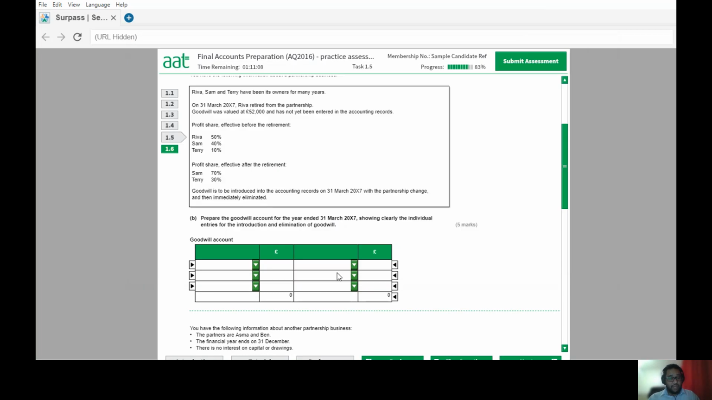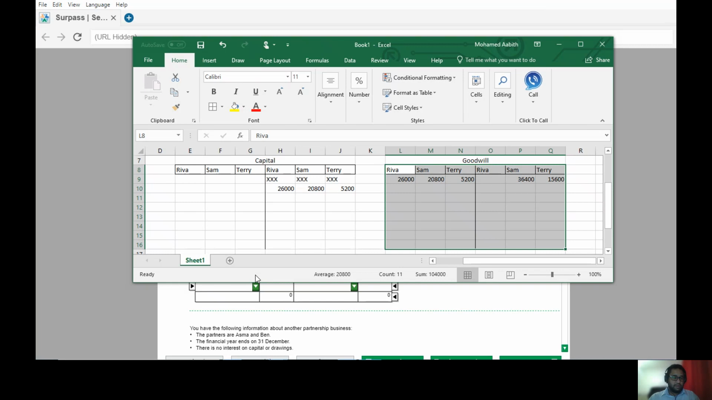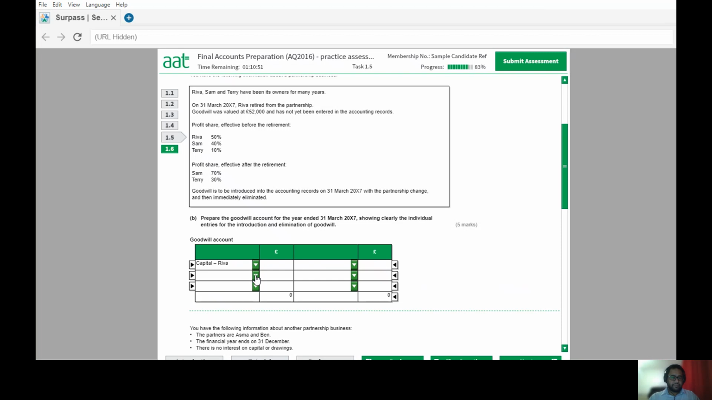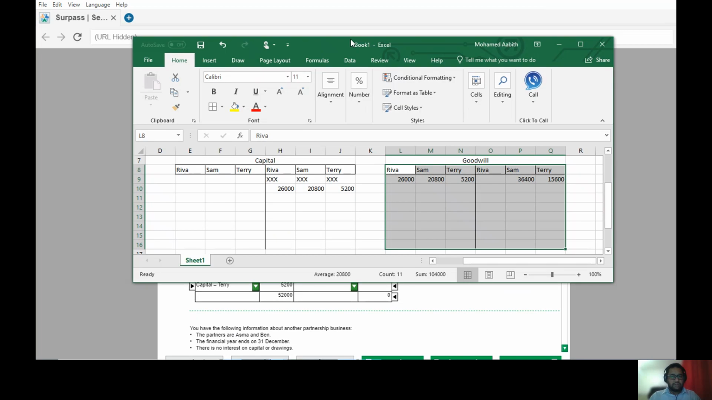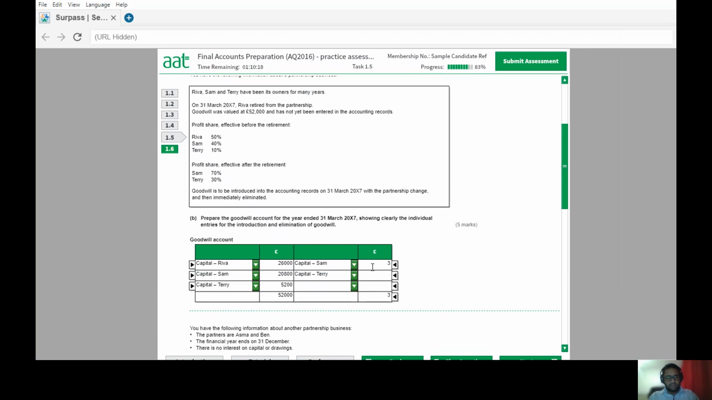Okay, so now if I want to do that here, I'm going to simply say capital account for Riva, capital account for Sam, capital account for Terry, and then again capital account for Sam and capital account for Terry. The amounts are going to be 26,000, 20,800, 5,200, and then again 36,400 and 15,600. That's it. There is no carryover balance on this goodwill account.